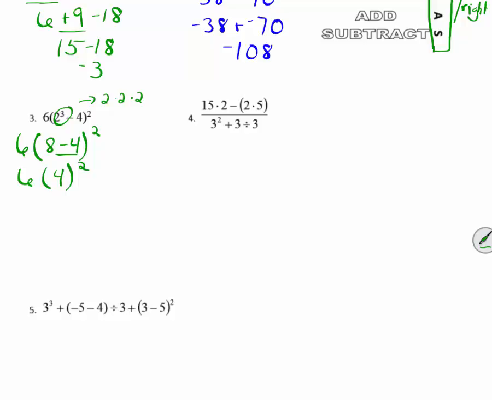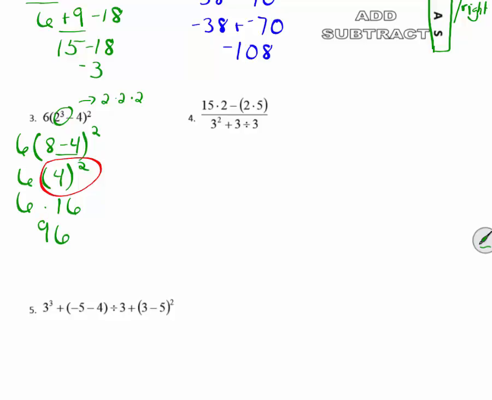Now I do the exponent. So the next part that I'm doing is really this part right here. So I'm going to keep the 6. 4 squared is 16. And now we're going to do 6 times 16, which gives me 96.